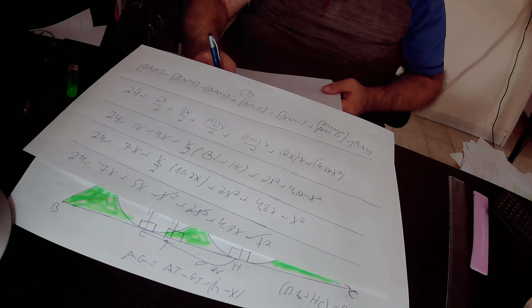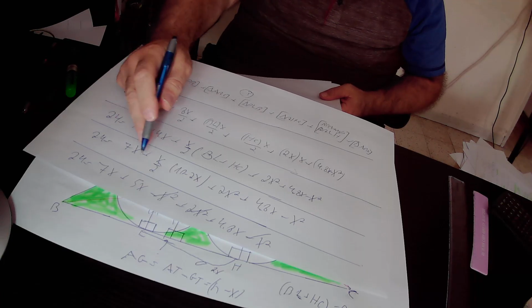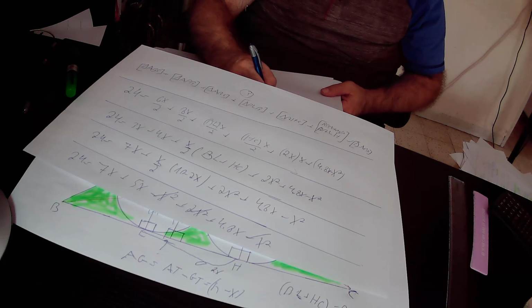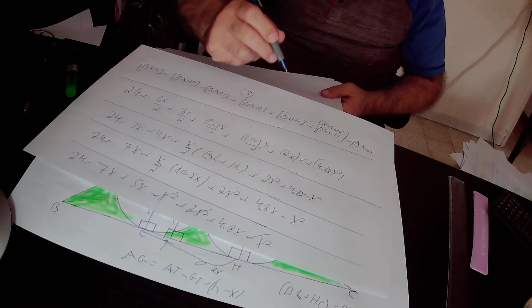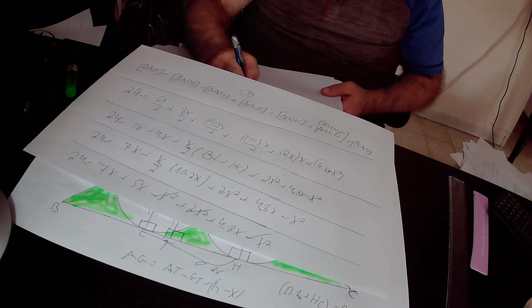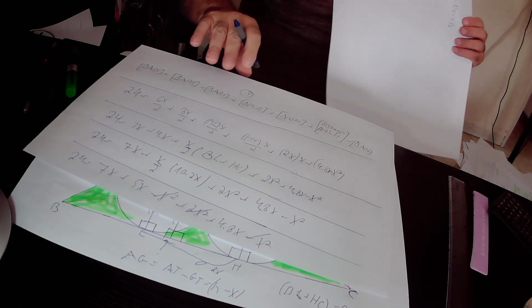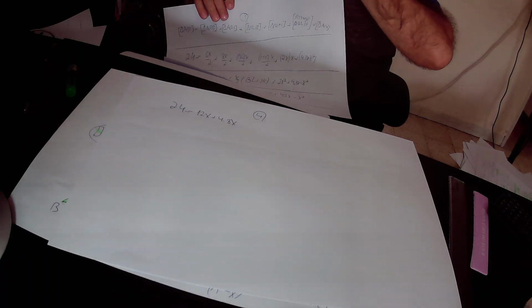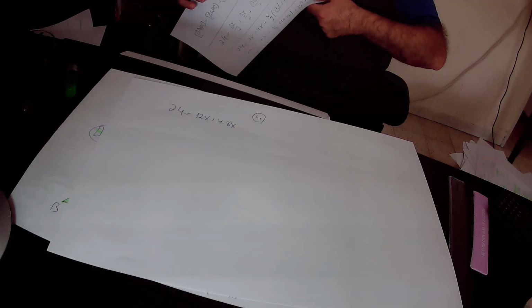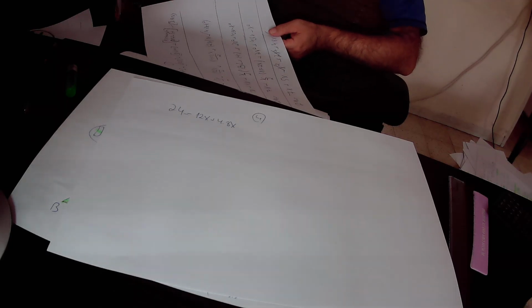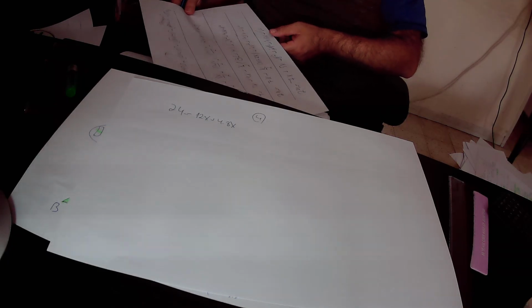24 equals 7x plus 5x is 12x plus 4.8x. So in total, we should find out that 24 equals 12x plus 4.8x. 12x plus 4.8x is of course 16.8x.